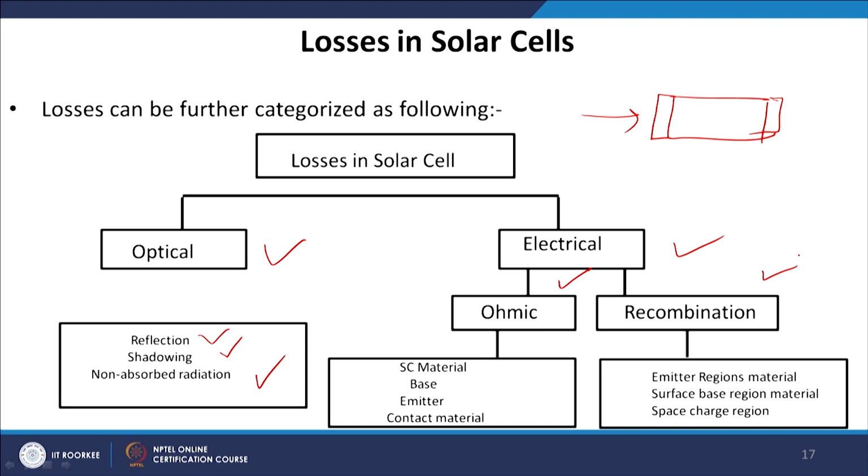Now another source is the recombination. Where can the recombination happen? One is the emitter region material, one is the surface and base region material, another is the space charge region material. All of these regions contribute to recombination. So today we learned about the different sources of recombination which contribute to the lower efficiency of solar cells. Once we know the different sources of recombination, we can optimize those parameters so that we can get a high efficiency solar cell. That we will learn in the next chapter.